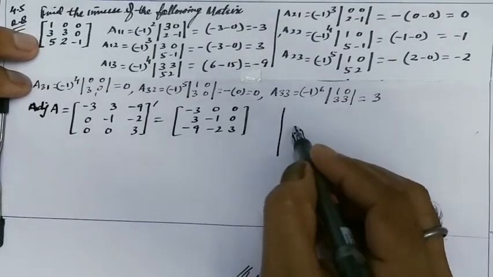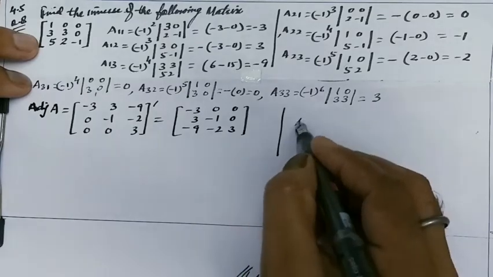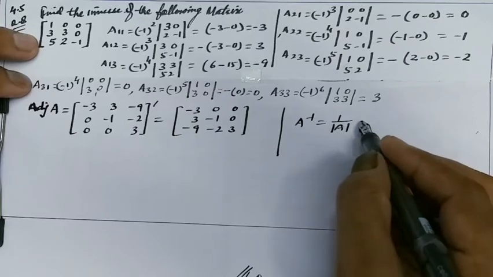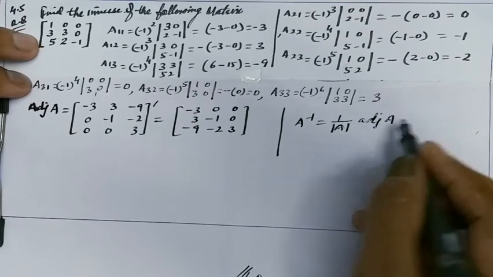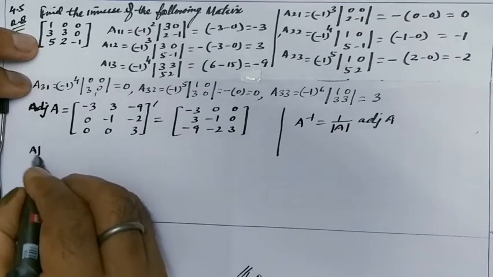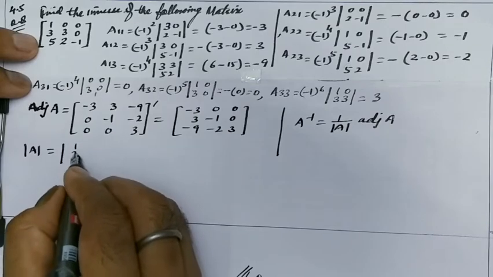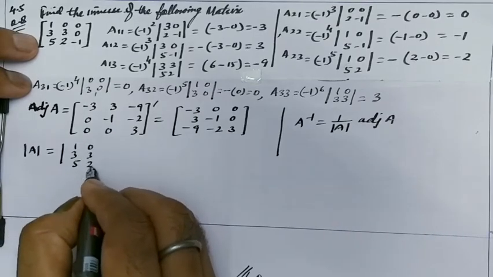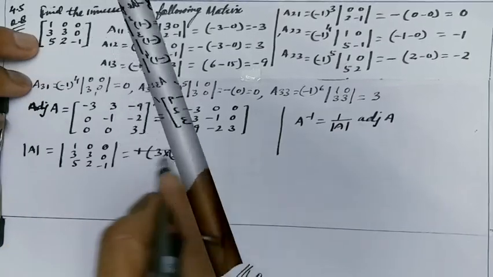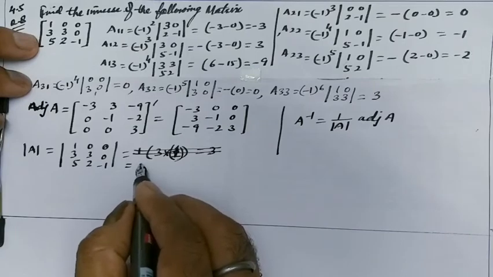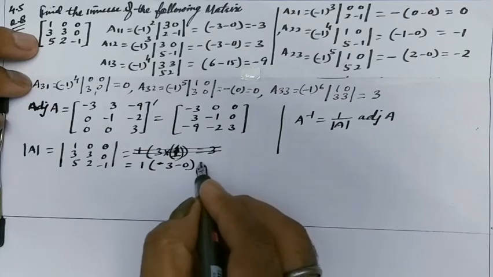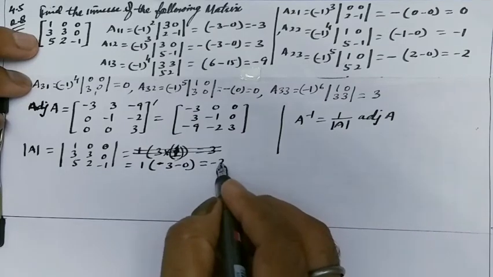Now a few days back we had studied A inverse, the formula I told you, that is 1 upon the determinant of the matrix into the adjoint of the same matrix. So first of all we'll find this determinant. A is equal to 1 3 5, 0 3 2, 0 0 minus 1. We'll expand it through R1, which is equal to 1 into minus 3 and minus 0, which is equal to minus 3.